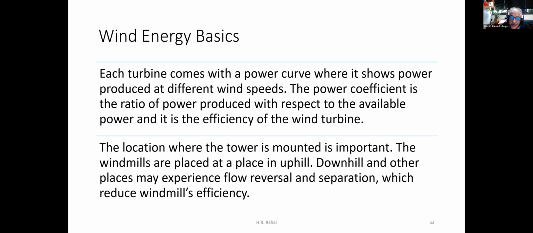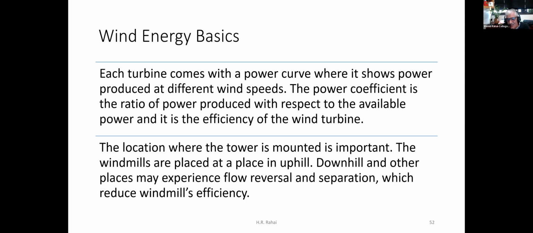The location where the tower is mounted is important. When you look at wind farms, the windmills are located uphill. As the wind comes, it actually accelerates, so the wind speed goes up as it moves slightly toward the hill, before it decelerates close to the peak and then separates.